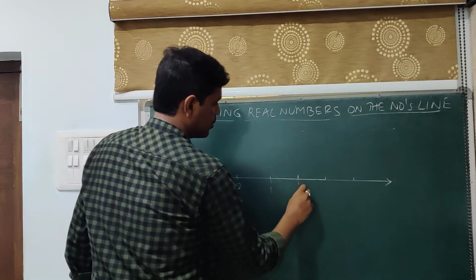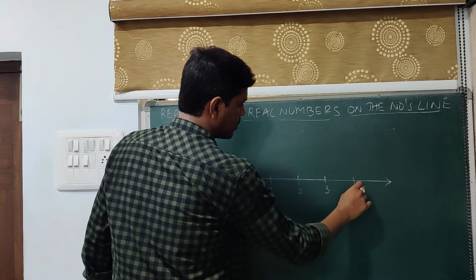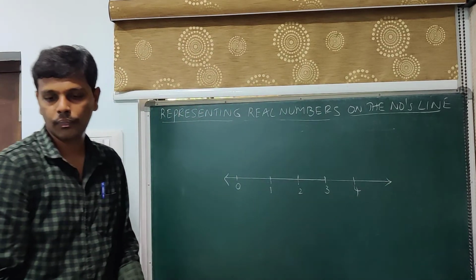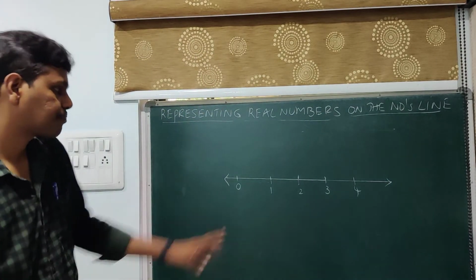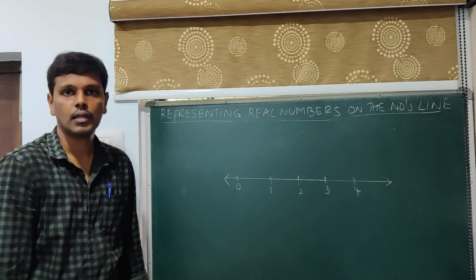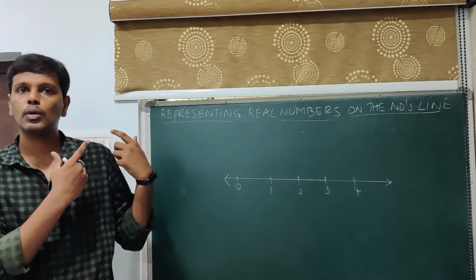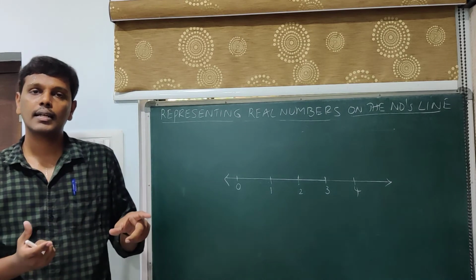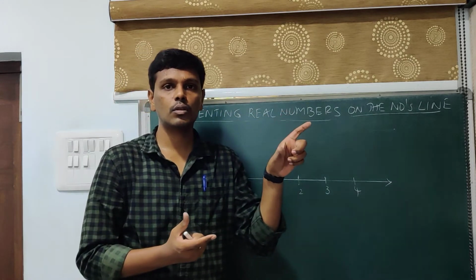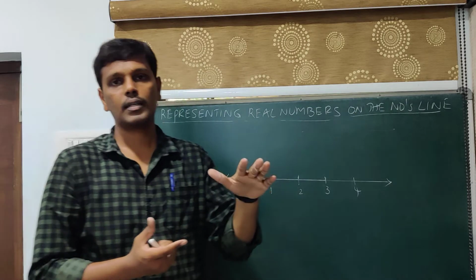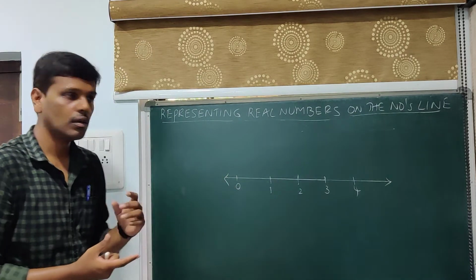Okay, so this is 2, this is 3, this is 4, and it keeps going. Now we want to mark root 2 on this number line. So as we have discussed, for marking root 2, I am trying to have a right angle triangle. From that right angle triangle, hypotenuse is the length of root 2, and we'll mark it on the number line. So that is what I am going to do.